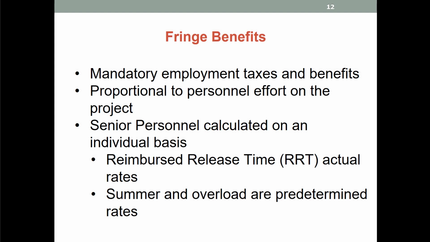Fringe benefits include all mandated federal and state local payroll taxes, such as FICA, workers' compensation, unemployment insurance, and Medicare. Additional benefits for salaried employees include health, vision, dental, life insurance, and retirement. We use actual fringe rates to calculate benefit costs associated with the release time. For summer and stipend pay, as well as student assistant pay, we use the general fringe rates that are determined by the foundation and updated yearly.